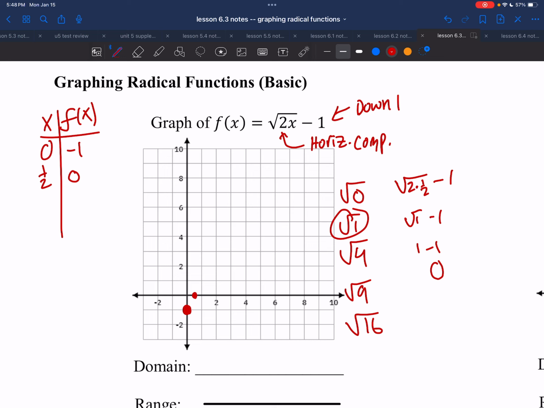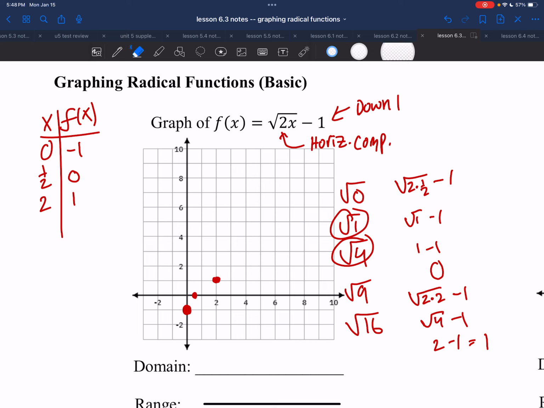And so I say, well, how do I make a 4? Well, I do 2 times 2. So I say square root of 2 times 2 minus 1. That's square root of 4. And square root of 4 is 2. Minus 1 is 1. So when I use x as 2, the output is 1. So I say 2 comma 1 is my point right there.